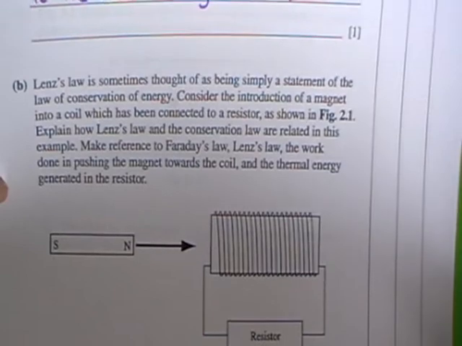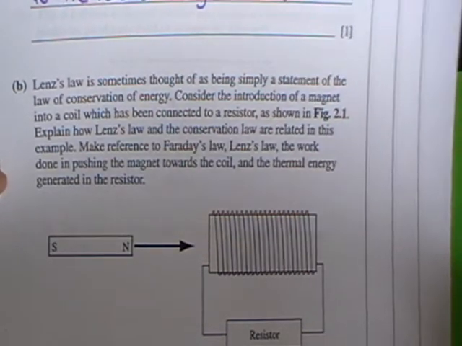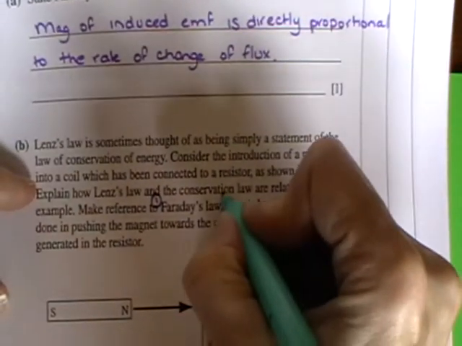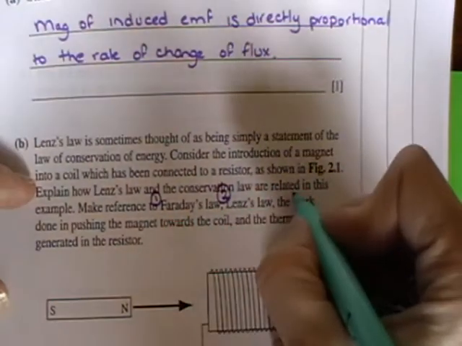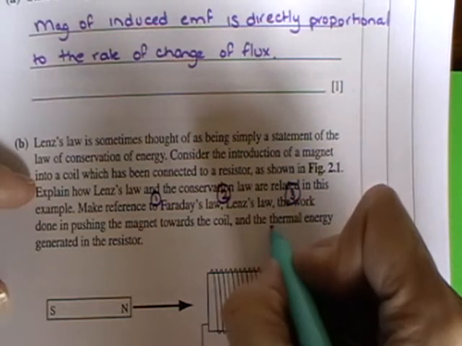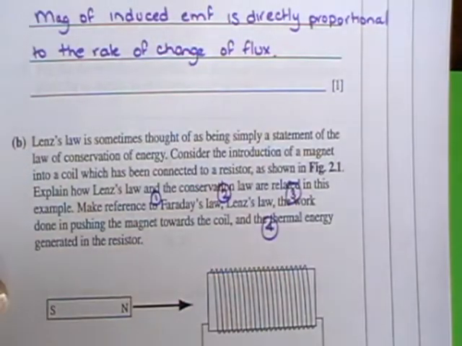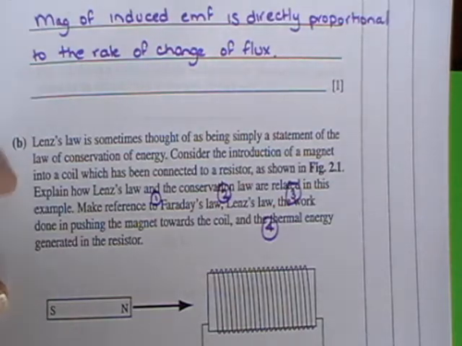You can see there's four marks there down at the bottom. So those four things are what they're going to go on. So make reference to Faraday's law, Lenz's law, work done, and the thermal energy. Those are the four things that you have to get into your answer.